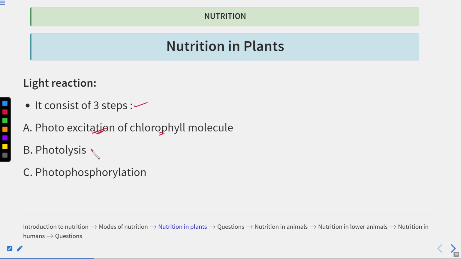Now the second one is the photolysis. This also I have told you, this is the breakdown of the water molecule. And third is the photophosphorylation. So what happens in photophosphorylation? There is a generation of ATP in the presence of light. That's why this process is known as photophosphorylation, the generation of ATP in the presence of light.